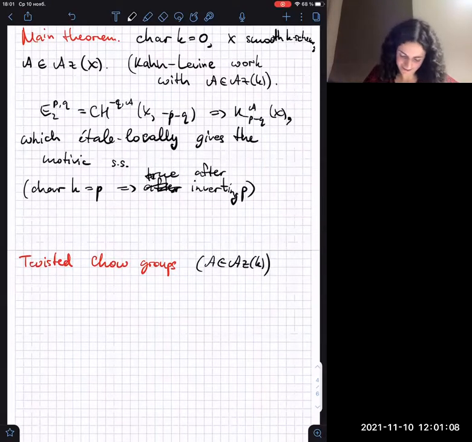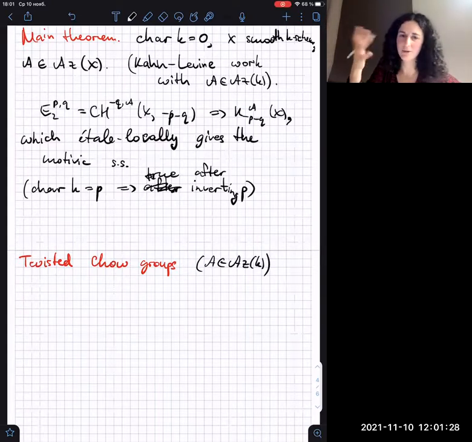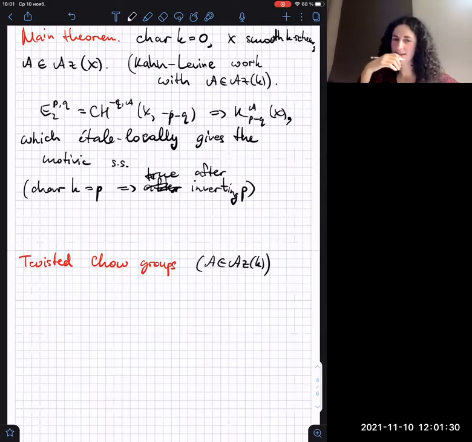And so the idea is as follows. We had the higher Chow groups defined as groups whose generators are given by linear combinations of some algebraic cycles. Linear combinations means that there are free abelian groups on some closed subvarieties. And we want to replace these free abelian groups with something else.